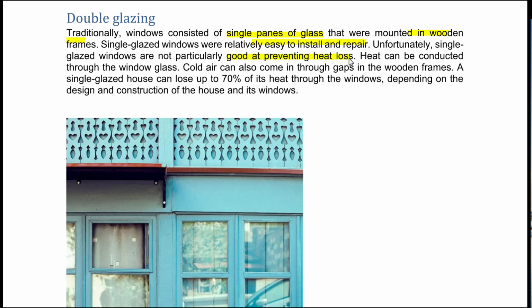And also, as I can also attest, the cold air from outside can come in through any gaps in the wooden frames. I can stand in front of my wooden window sometimes and I can feel the breeze coming through. My blinds and my curtains are moving because the cold air is coming through. And as we can see here, a really important fact is that a single glazed house can lose up to 70% of its heat through windows, depending on the design and the construction of the house and the windows.